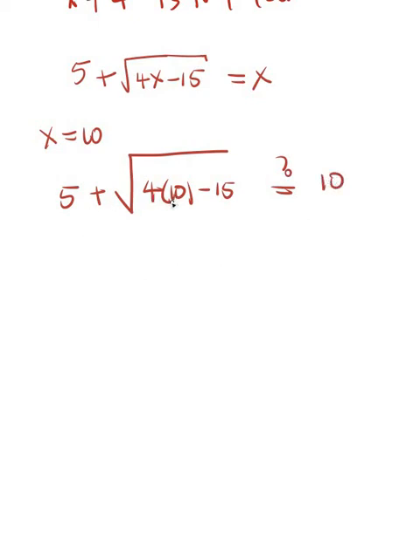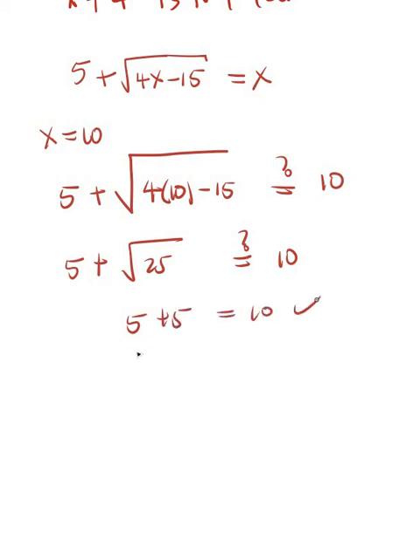Okay, 4 times 10 is going to be 40, minus 15 is actually 25. 5 plus the square root of 25. Is this equal to 10? And what happens? The square root of 25 is 5. So 5 plus 5 is equal to 10. So yay! x equal to 10 is a solution. So guys, look, we found two possible solutions. The two possible solutions were x is equal to 4 and x is equal to 10.